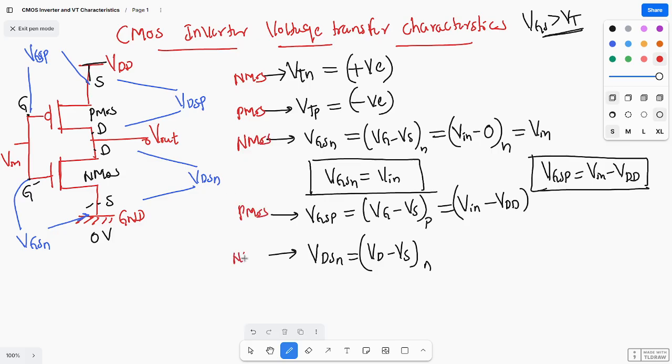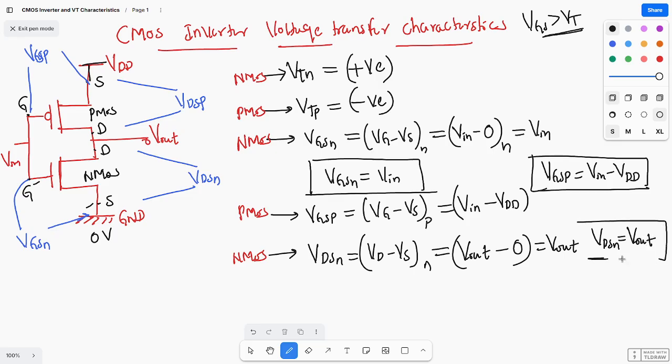Next I am drawing for NMOS. Here VD is connected to Vout only. So VD equals Vout, minus Vs, which is connected to ground, so this is 0 only. That means this is equal to Vout. So VDSN equals Vout.